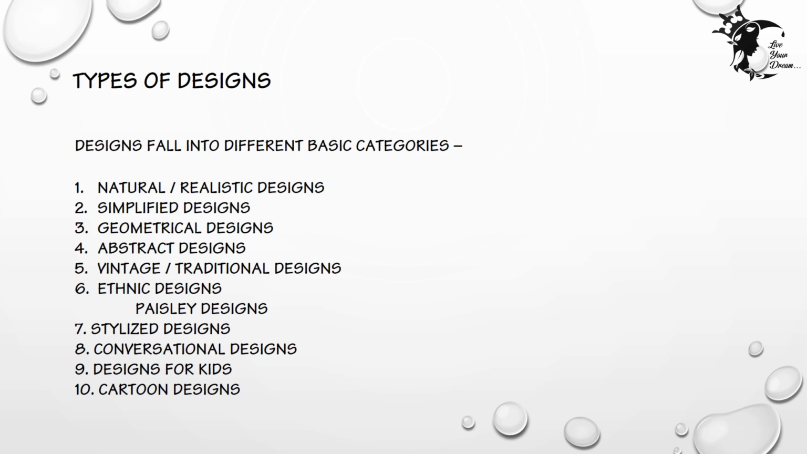Types of designs. Designs fall into different basic categories. They are natural or realistic designs, simplified designs, geometrical designs, abstract designs, vintage or traditional designs, stylized designs. Now, we'll look into them one by one in detail.